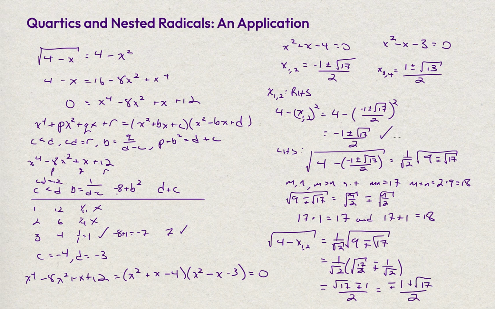So remember, our right-hand side is here, and our left-hand side is here. For those to be equal, well, the 1 has to be negative, and the square root of 17 has to be positive. The only way that happens is by plugging in x1. So x1 is a solution, but x2 is not.